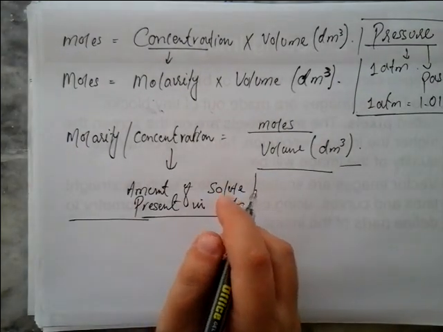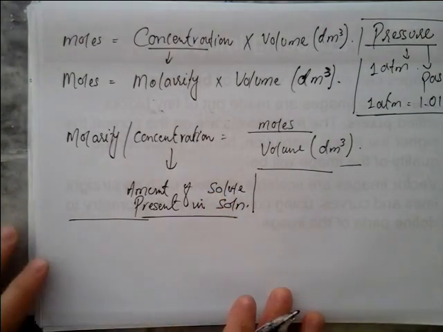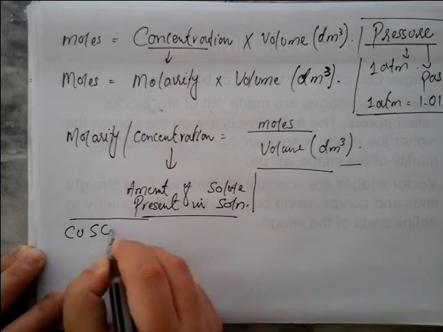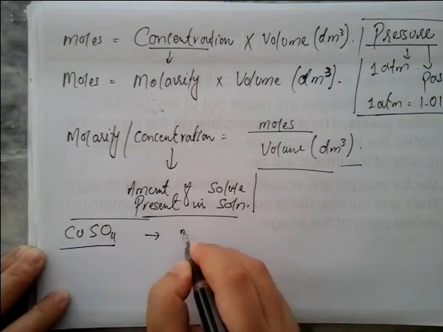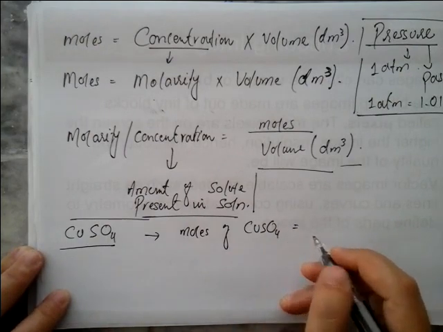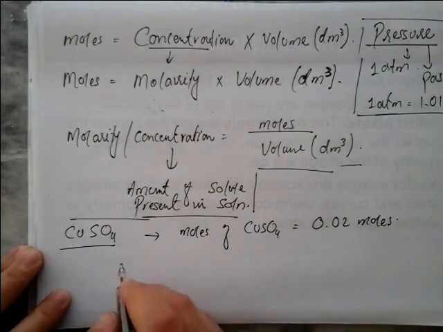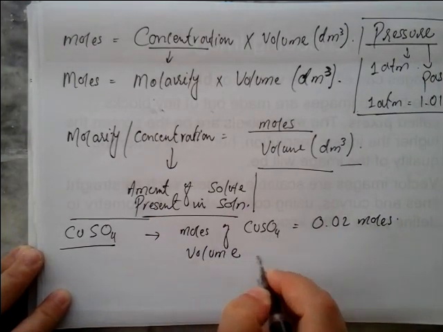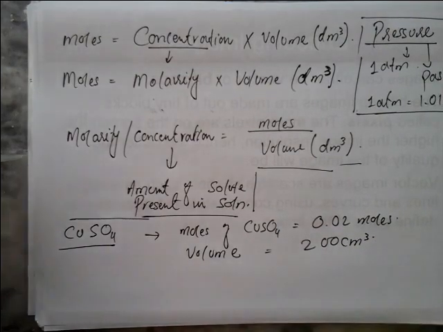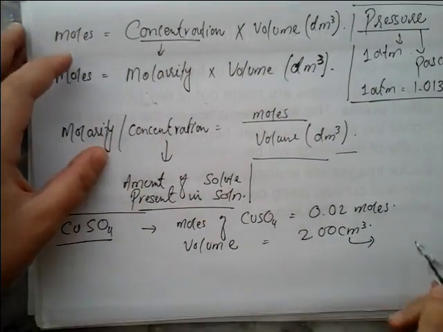Now, for example, the question given is that there is a solution of copper sulfate. Okay, and moles are given. Moles of copper sulfate is equal to 0.02 moles. And the volume is given. Volume is 200 centimeter cube. Okay, so in the first step, what will you do? You have to convert the centimeter cube, or whatever value is given, into decimeter cube.